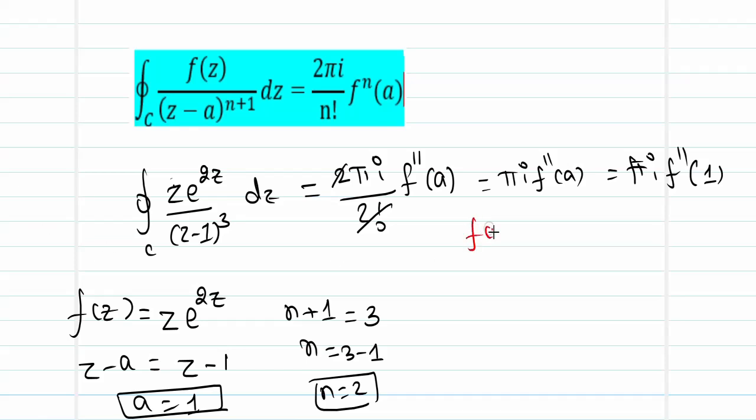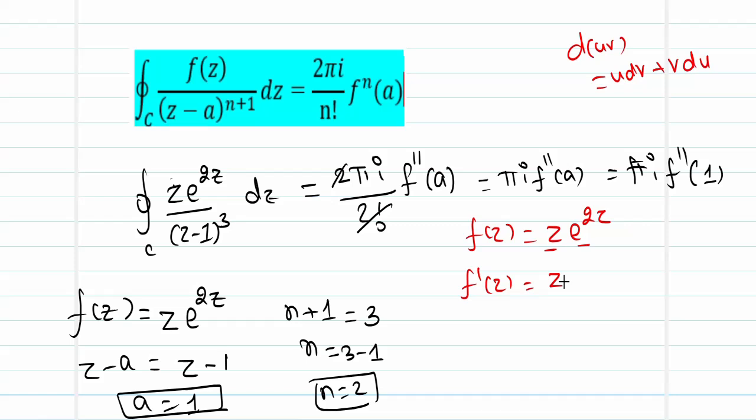What is our f of z? It is z e power 2z. The first derivative. So this is going to be in product. Let me keep, so differentiation of uv is u dv plus v du. Keep your z as such. E power 2z on differentiation is e power 2z into 2. Plus keep your e power 2z as such, z on differentiation is going to be 1. This is my first order derivative. Let me move on to the second order derivative.